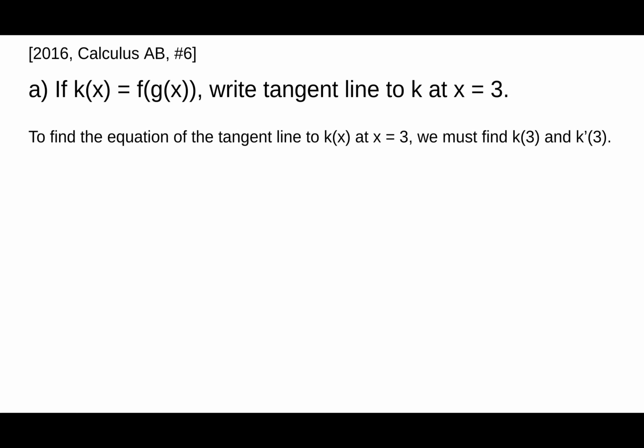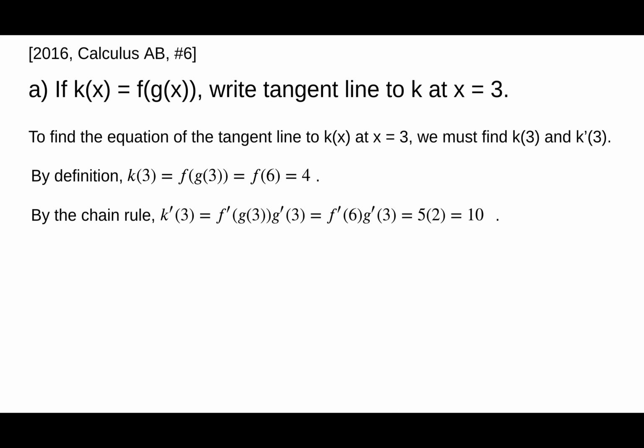Right, so to find this equation of the tangent line to k of x at x equals 3, we have to find k prime of 3 to get the slope. We also have to find k of 3 to get the corresponding y coordinate. By definition, k of 3 is just f of g of 3. Using the values of the table, this is f of 6. F of 6 turns out to be 4. So now we have our corresponding y coordinate.